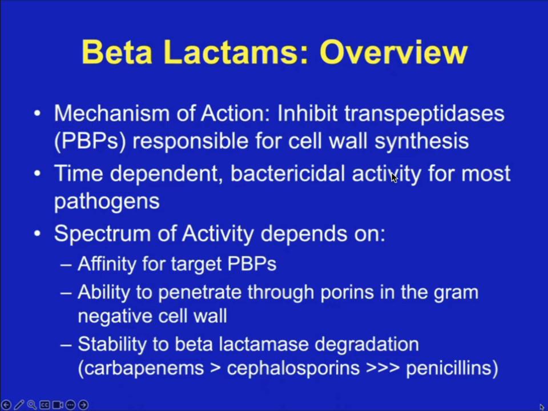Its activity, depending on which drug in that beta-lactam class, depends on its affinity to the target, the penicillin binding proteins. Its ability to penetrate those pores we talked about. Its ability to stave off beta-lactamase degradation in the periplasmic space. So the carbapenems tend to be most stable versus the cephalosporins, and then the penicillins are the least stable in that beta-lactamase periplasmic space. And there are different types of beta-lactamases, including carbapenemases, that can occur in that space.